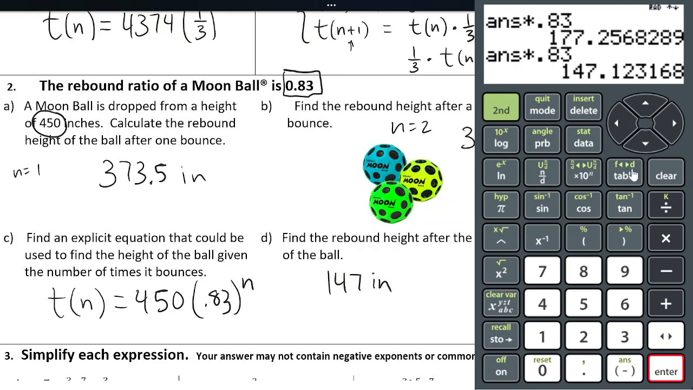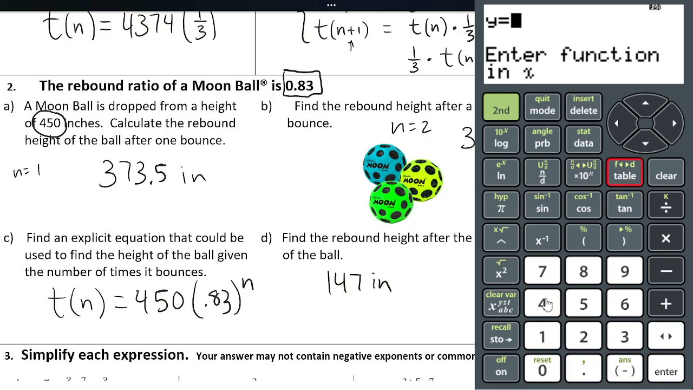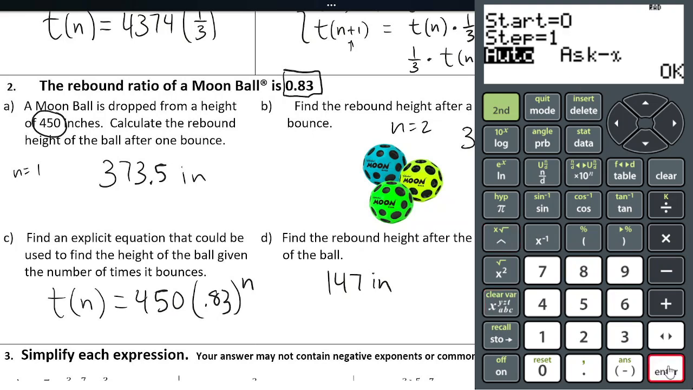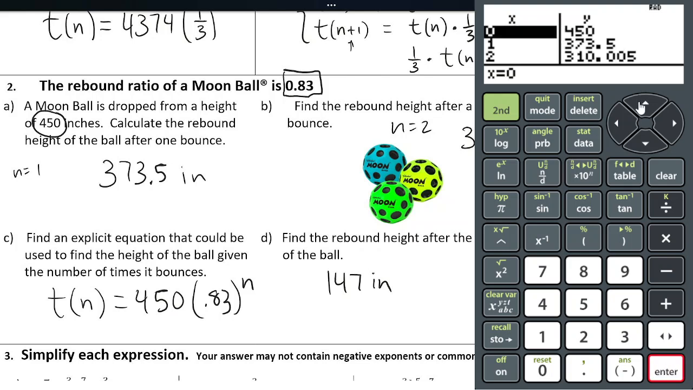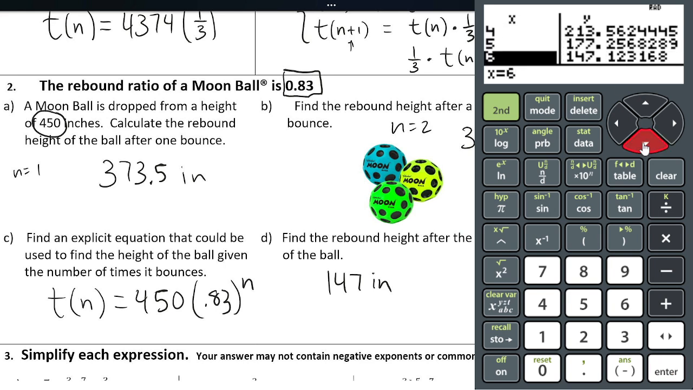Another way I could do that is I could open up and create the table, right? I could write the function for this, which is 450 times 0.83 raised to the power of, and I'm using x here because I'm on the calculator. When I do this now, I'll start at 0 and I'll let it go. So notice that it says the 0 term is 450, no bounces have occurred, and I can just go down to 6 bounces, and you can see there's my 147. So after 6 bounces, we expect this ball to return to a height of 147 and then begin falling again because of gravity. All right, let's move on to the next question.